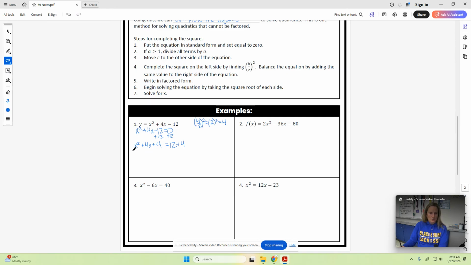This is now a perfect square trinomial, and so I can factor that. I'm going to write it in its factored form. This would be x plus 2 times x plus 2. And an even better way, I'm just going to erase what I wrote. Because those factors repeat, I'm going to write it as x plus 2 squared. And it's going to be equal to 16, because 12 plus 4 is 16. And now I'm going to solve this for x.